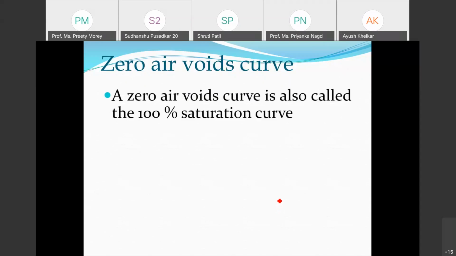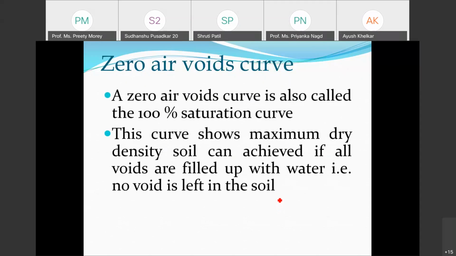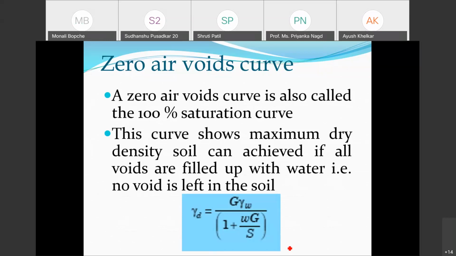So I can draw this curve that indicates the zero void line, where zero voids are there and 100% saturation line. Because there are no voids, the voids are all filled with water, and hence it is the saturation line. This curve shows the maximum density that can be achieved if all the voids are filled with water, and no voids are left. And how can you calculate it? By using this simple equation, gamma D is equal to G gamma W upon 1 plus WG over S.